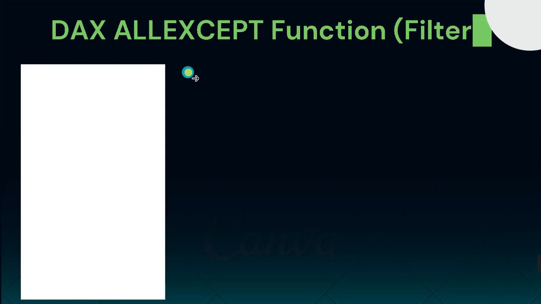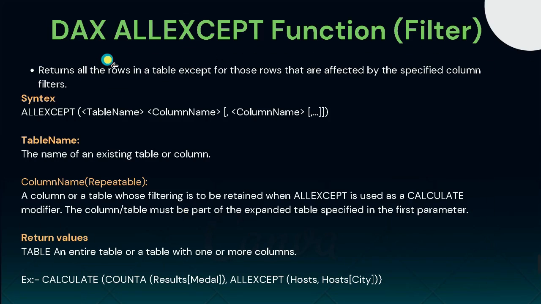Then the next DAX function is ALLEXCEPT DAX function. Okay, so ALLEXCEPT DAX function is basically used to remove all the context filters in a table except the filters that have been applied to a specified column. In short, if we have multiple filters in a column and to get a value you want to remove all the filters, but you want to keep only one filter in this column, so in that case this ALLEXCEPT DAX function is more helpful for you. Okay, and here you can see the syntax of this ALLEXCEPT DAX function.